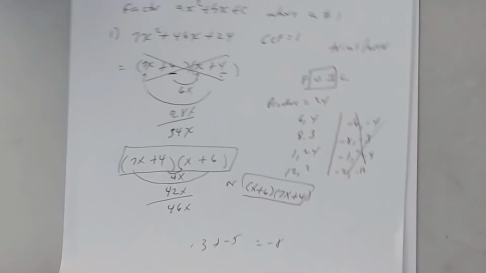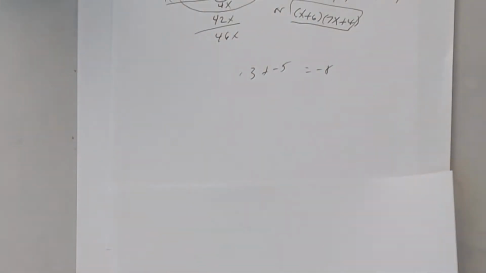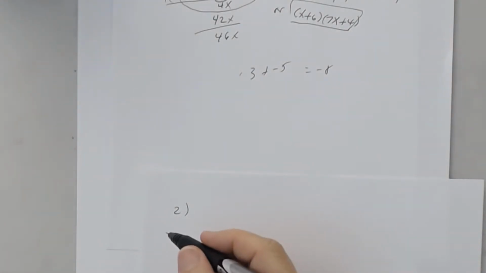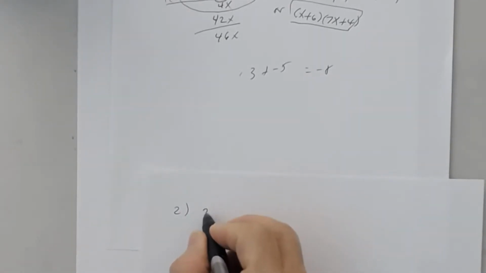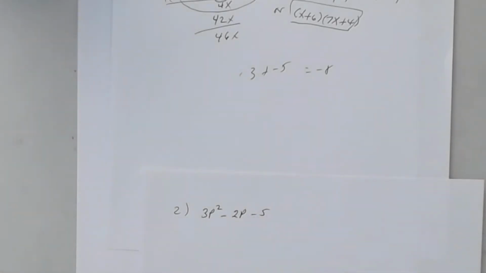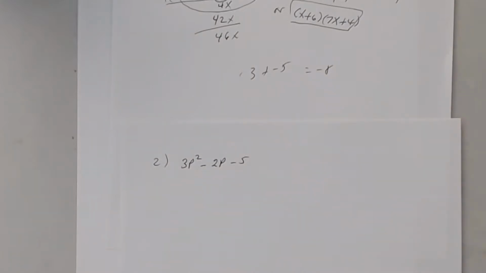All right, number 2. Suppose you had this: 3p squared minus 2p minus 5. You still want to factor this. Notice that it's not the easy kind, because the coefficient of p squared is not 1. What's the coefficient of p squared? 3. But it's still prime, so that's a good thing.